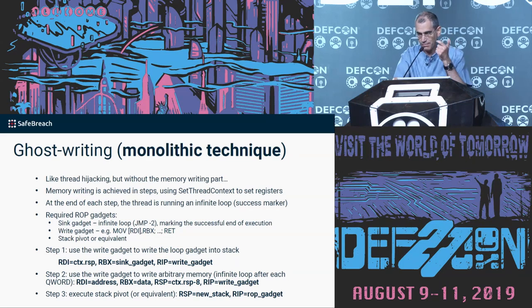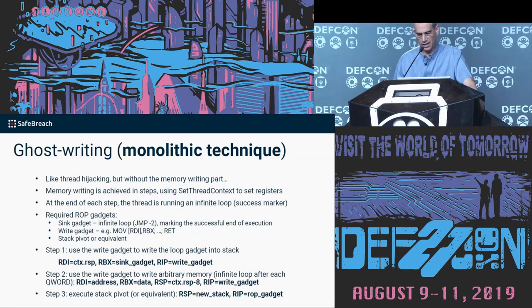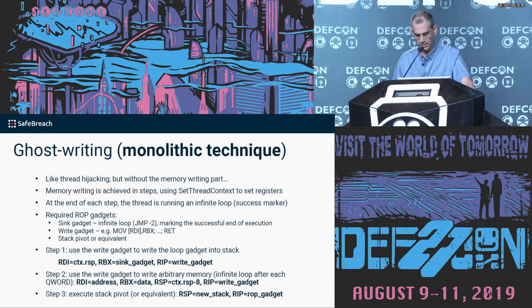Once the malware sees that the thread is in its infinite loop marker, it knows that it's safe to move to the next step. So we need 3 ROP gadgets for this: a sync gadget, which is simply an infinite loop, a JMP minus 2, which will be the marker of a successful end of execution. I believe it's just 2 bytes of opcodes. And then we have a write gadget, something like move into the address pointed by RDI the value of RBX, followed by return. And then a stack pivot or something equivalent.